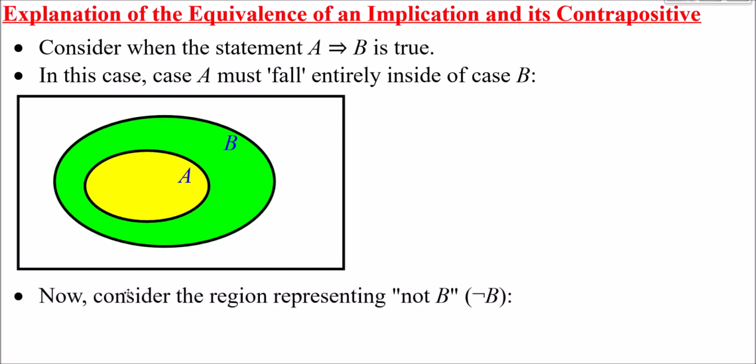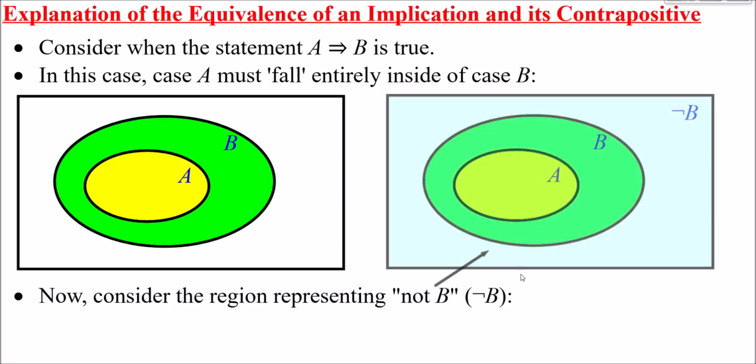In particular, let's consider the region representing not B, so anything outside of B. So if B is this, not B will be everything outside of this ellipse, but inside of this big rectangle on the outside. So I've coloured in not B in this light blue colour. So what do we notice that's not in B?